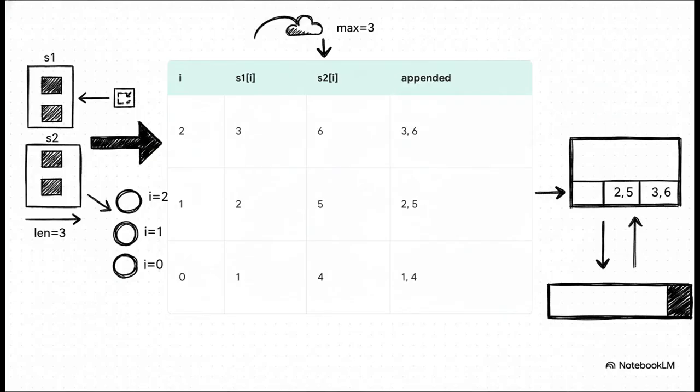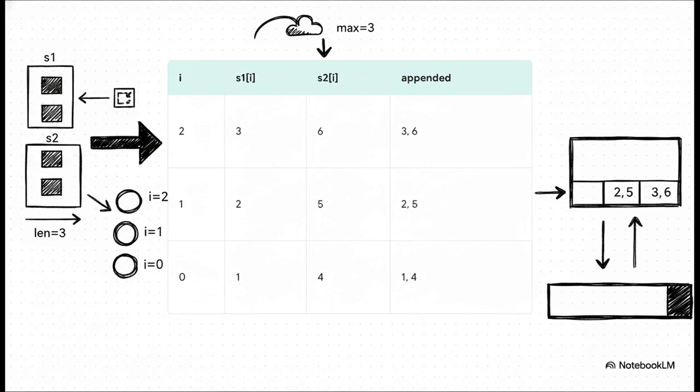Let's trace this out with an equal length scenario. Imagine slice 1 is 1, 2, 3, and slice 2 is 4, 5, 6. Both have a length of 3. Since they're equal, our priority rule says slice 1 leads. Our max is 3, so our loop index I starts at 2. At I equals 2, we append slice 1's element at index 2, which is 3, then slice 2's element at index 2, which is 6. So our result is 3, 6.